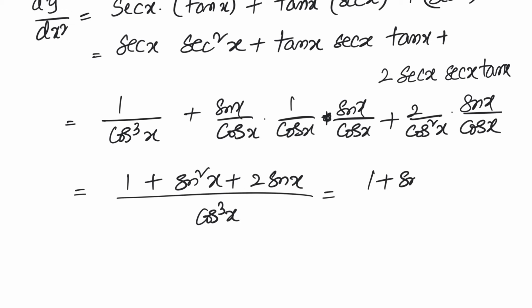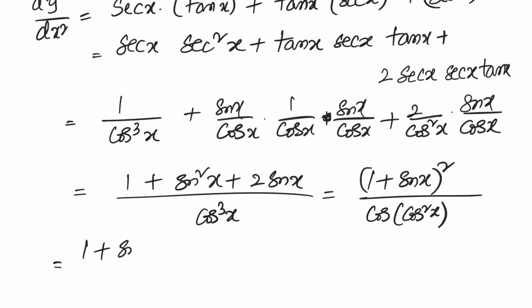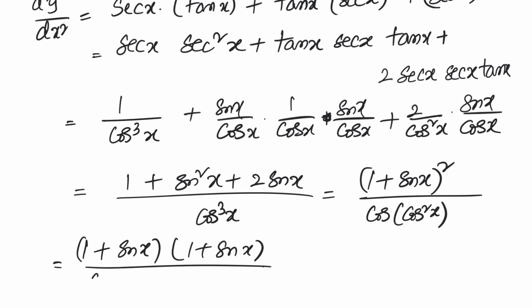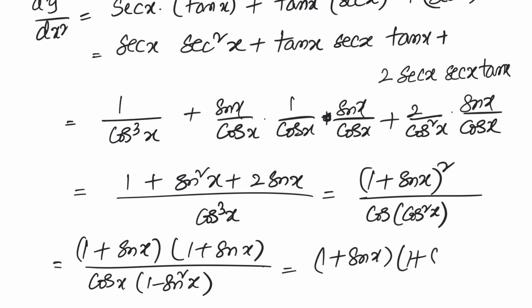equal to (1 plus sin x) whole square divided by cos cube x, which can be written as cos x into cos square x. In the next step, we'll remember we need the answer with (1 minus sin x) whole square in the denominator. So we are going towards that. So we'll write down the numerator as (1 plus sin x) into (1 plus sin x) divided by cos x into cos square x, which can be written as 1 minus sin square x, and that can be further written as (1 plus sin x) into (1 plus sin x) divided by cos x into (1 plus sin x) into (1 minus sin x).